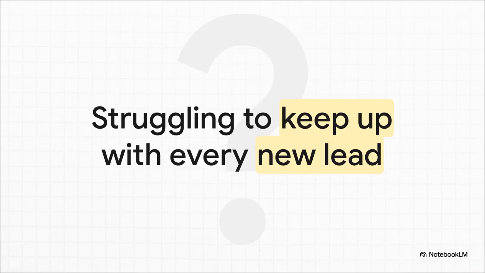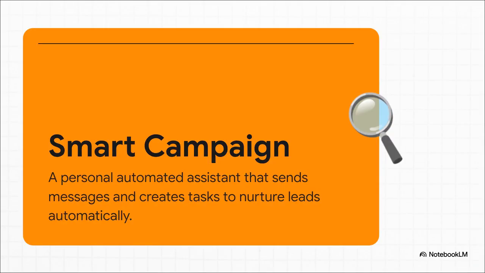So, what if you had something that could just handle all the heavy lifting for you? Well, that's exactly what a smart campaign is. Think of it as your own personal automated assistant. Its one and only job is to talk to your leads for you. It'll send messages, it'll create tasks on your to-do list, it'll nurture all those contacts automatically. Basically, it's the cure for that too-many-leads headache.